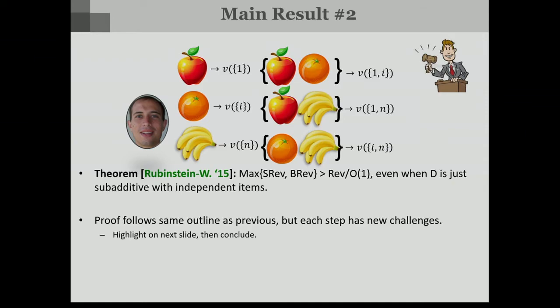Okay, but still, the punchline I hinted at earlier is it's still the case, even in this more general model, that the better of selling separately and selling together gets you a constant factor approximation to the optimal revenue, as long as the distribution is subadditive with independent items. And the proof actually follows the same outline as what I showed you earlier in the talk, except each step has some new challenges. Basically what I want to do is highlight what these challenges are, and then wrap up with a conclusion slide.